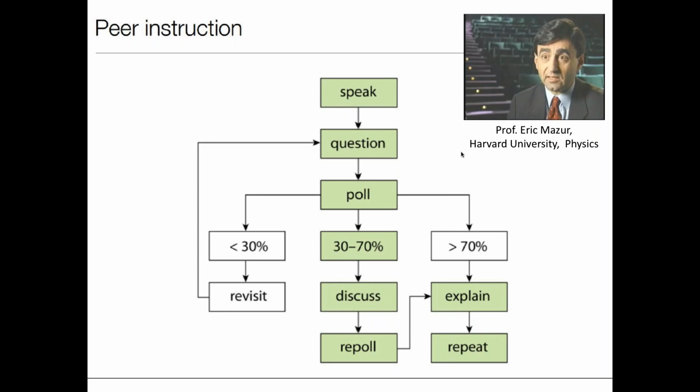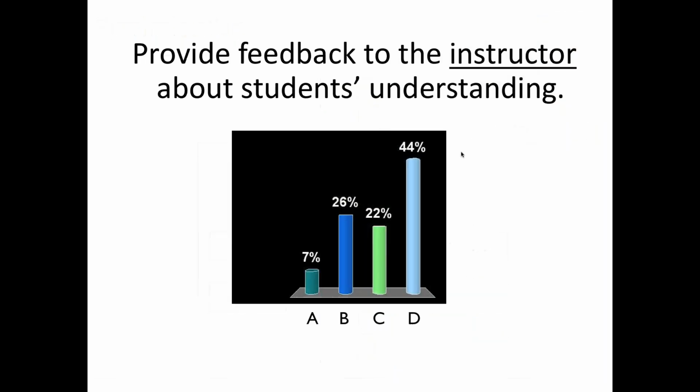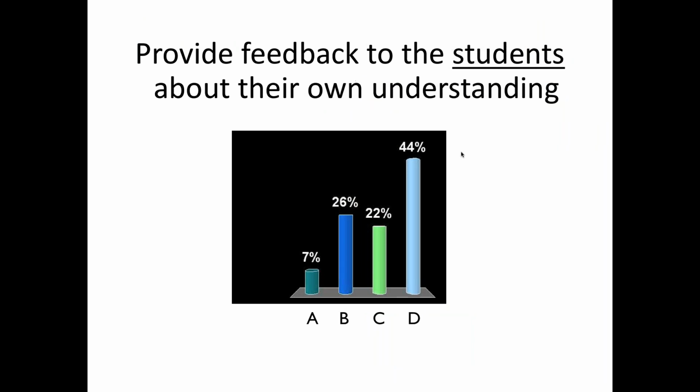The ideal question is one in which 30 to 70% of the students get it correct, because then there's a really good chance that two students sitting next to each other might have different answers, and that gives you the opportunity to have a discussion, and then the repolling can really be revealing. I like clickers because they provide feedback to the instructor about students' understanding. Here might be a particular graph, but if you share this with your students, it's a metacognitive moment, because even though they answered the question anonymously, they can see how they stand with respect to the rest of the class.